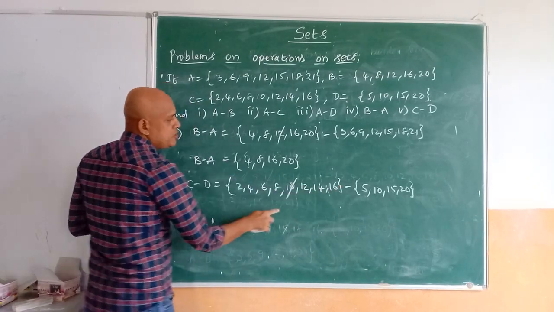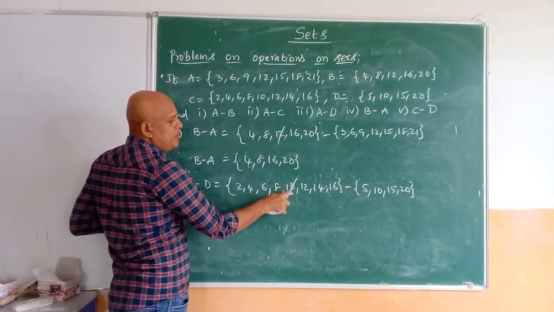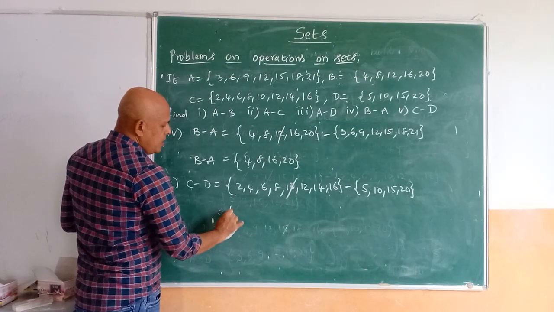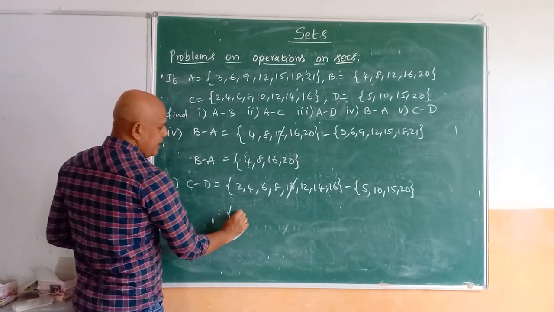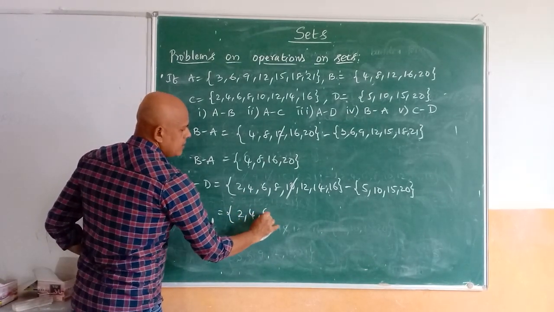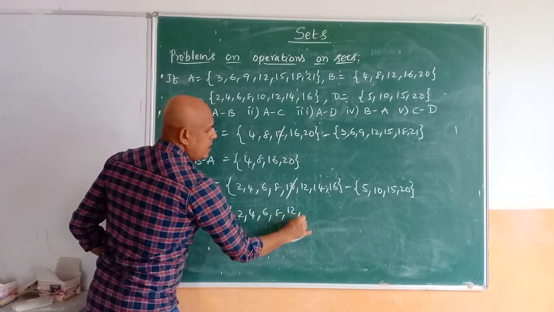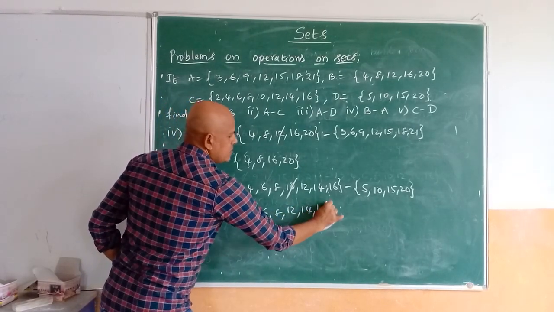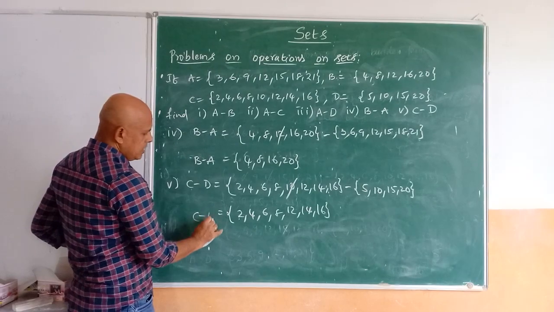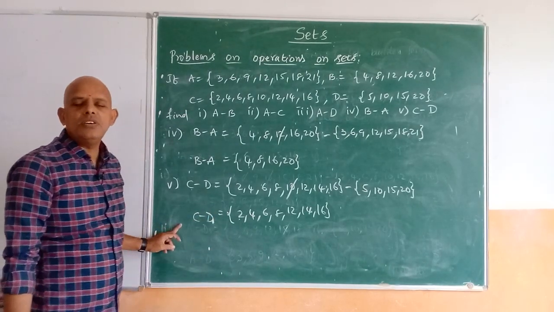So only the common element should be found, and we have to cancel the common element in the first set, and the leftover elements of the first set should be written here. So 2, 4, 6, 8, 12, 14, 16, which is equal to C minus D.